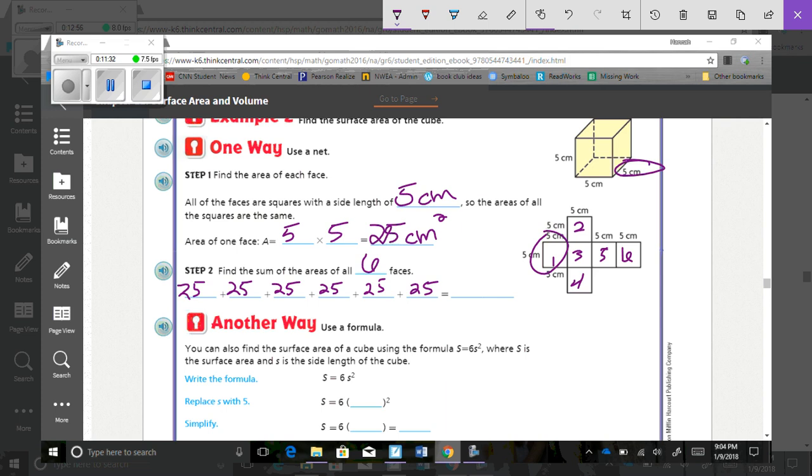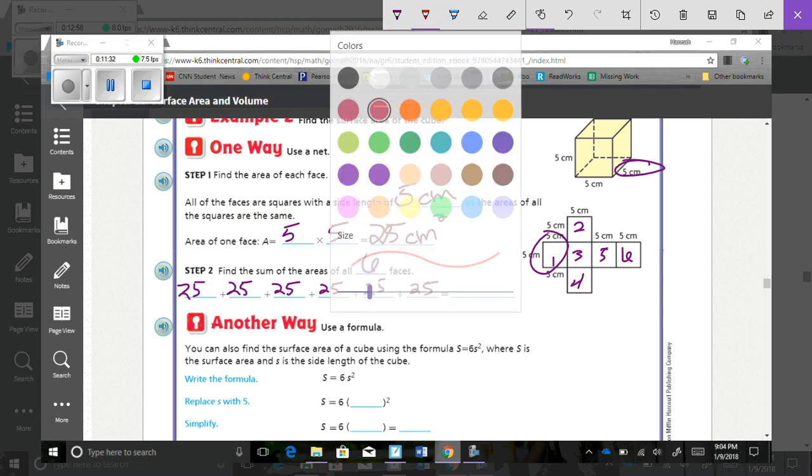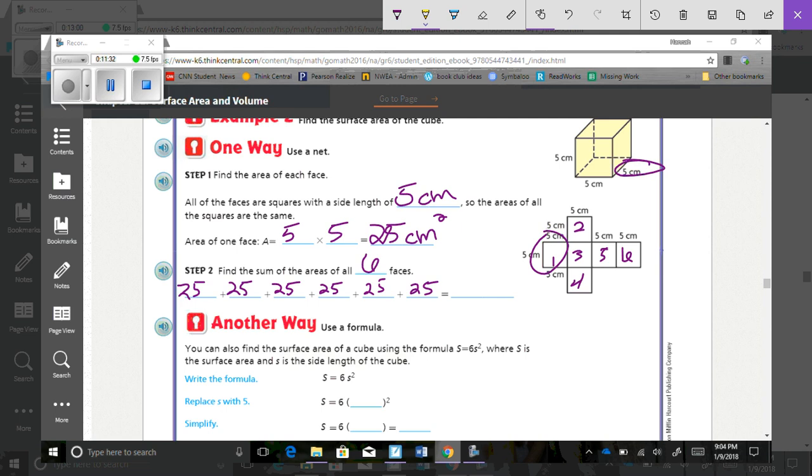And if we add those up, again, you can do this however you would like, but I would think those are 50, that's another 50, that's another 50. 50 plus 50 plus 50 is 150 centimeters squared. So that's one way to think of that.